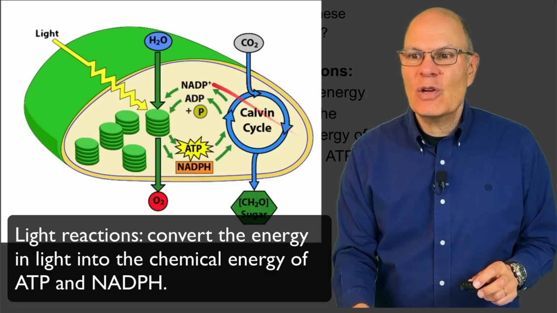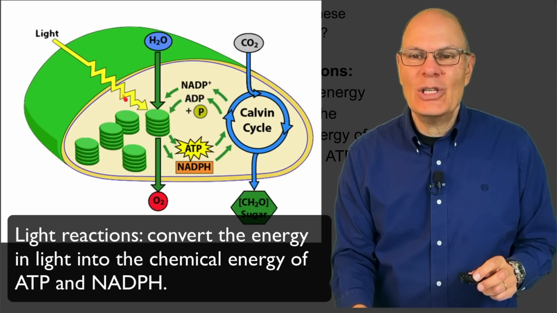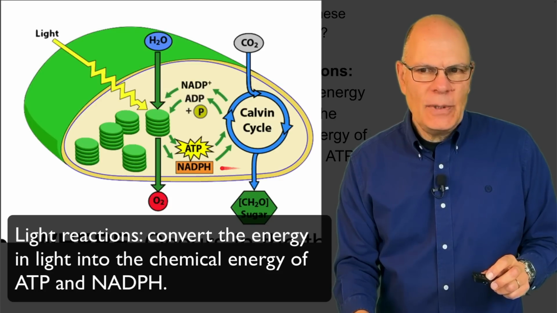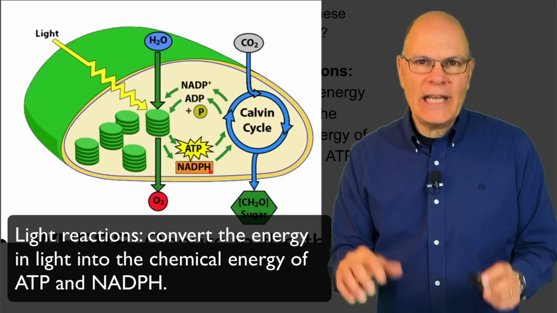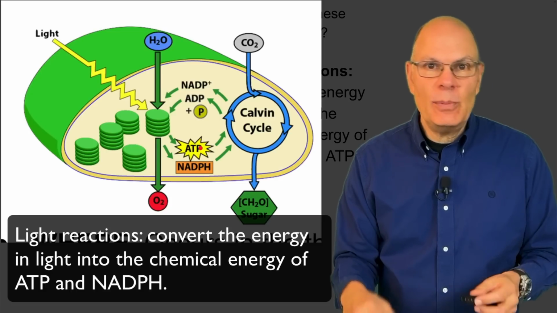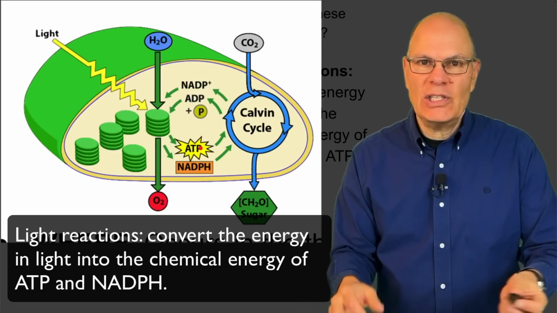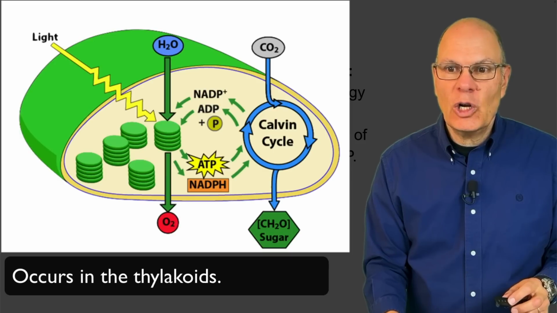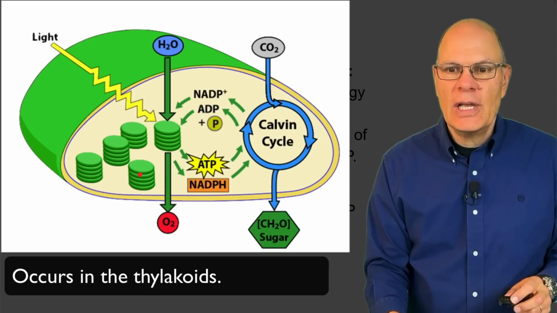The light reactions convert the energy in light into the chemical energy of NADPH and ATP. NADPH is an electron carrier. It's like NADH in cellular respiration. ATP is the molecule that cells use to build things. It's the workhorse of the cell. Where does it occur? It occurs in the thylakoids.